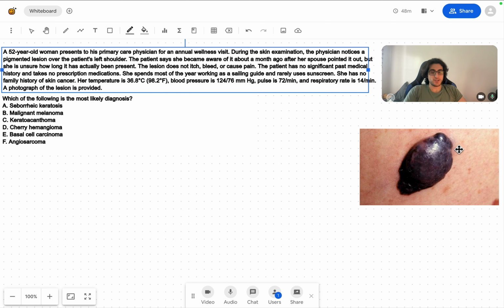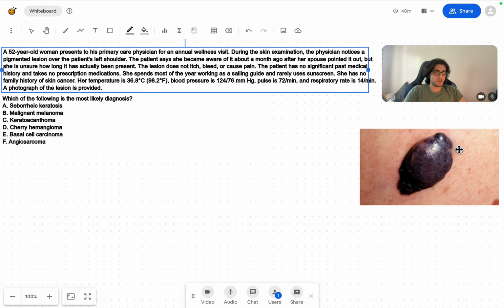So if a patient has one lesion on their skin that's so different from the other lesions, that could be a sign of melanoma, especially if the patient is receiving a lot of sun exposure and they're not using sunscreen, which is the case with our patient. So I would say B could be the right answer, but let's look at the other answer choices.